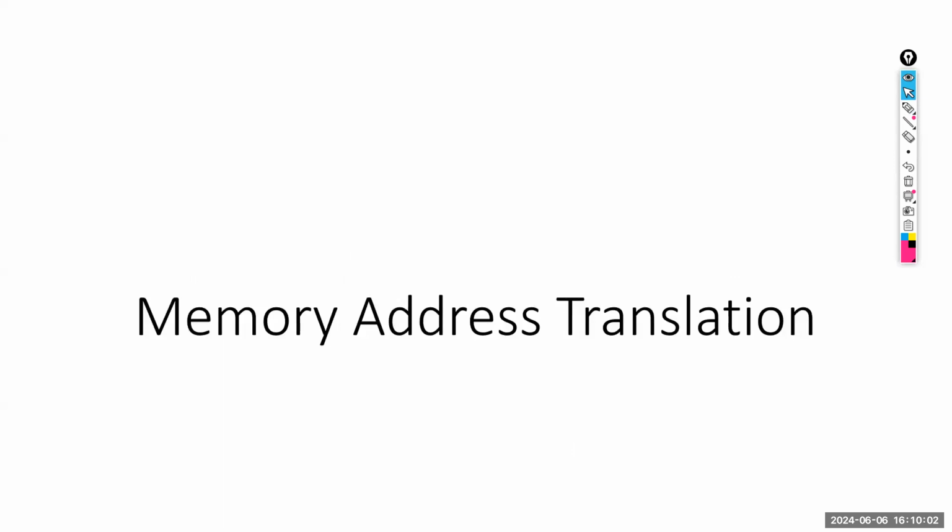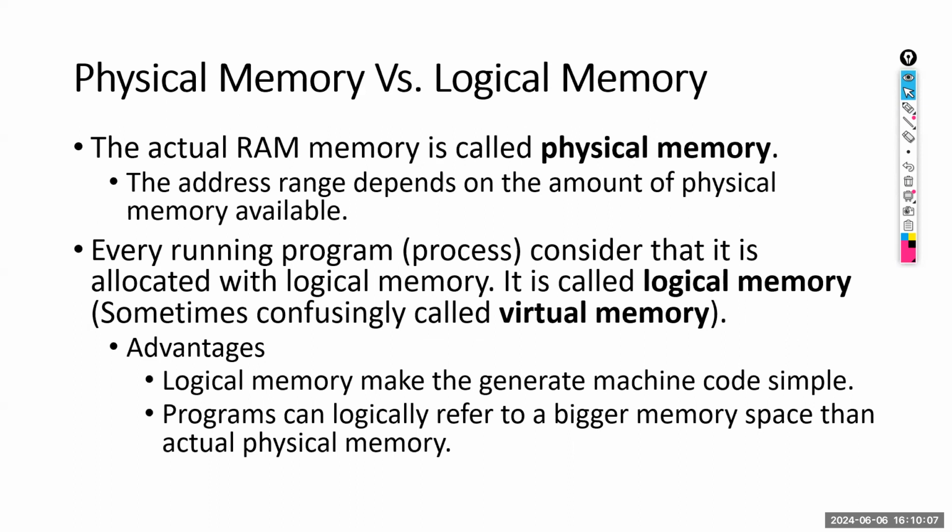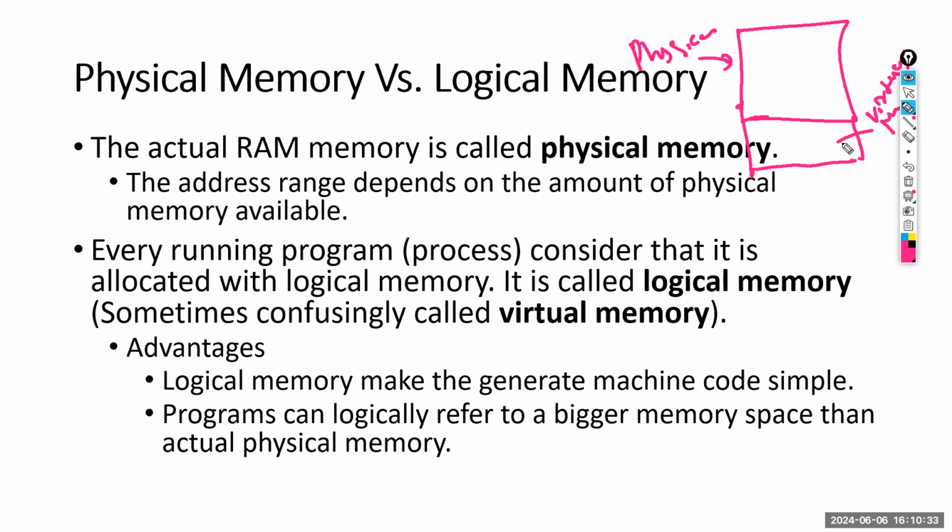So today we want to discuss memory address translation. Remember, in reality, your computer has physical memory. In my case, my computer has 8 GB of physical memory. That is your actual memory. But remember, the computer can think of part of the hard disk as an extension to the memory. We call it virtual memory. So this is your physical memory, and this is your virtual memory.